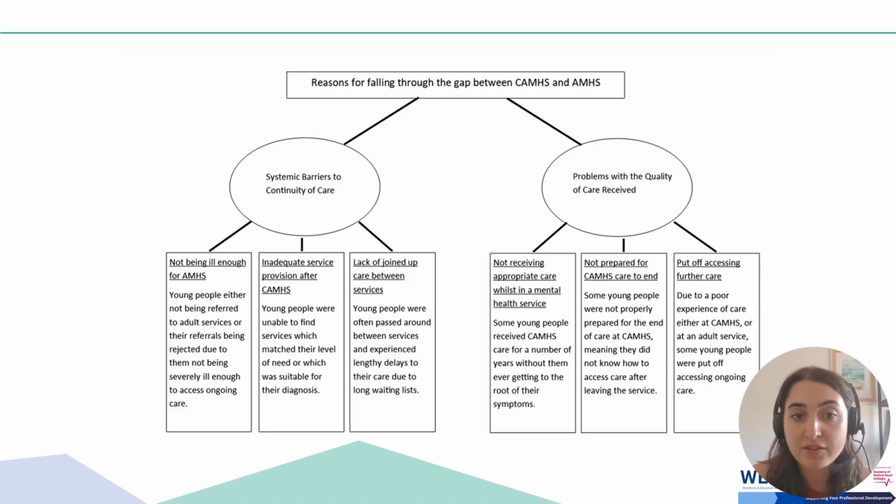In systemic barriers to continuity of care, these are not being ill enough for adult mental health services, inadequate service provision after leaving child and adolescent mental health services, and a lack of joined-up care between services. You can see that each of these 3 subthemes makes a specific point, however they all come under the umbrella of systemic barriers to continuity of care.